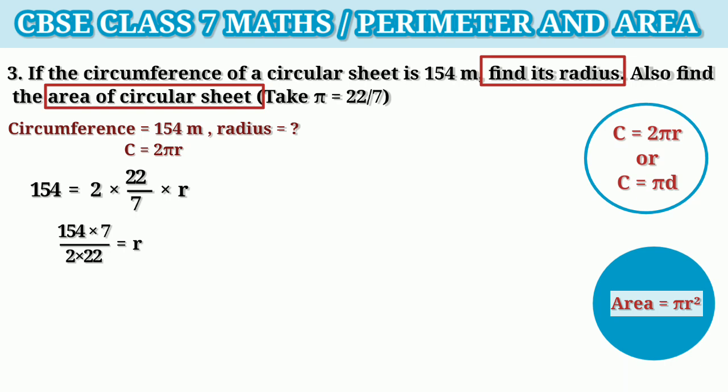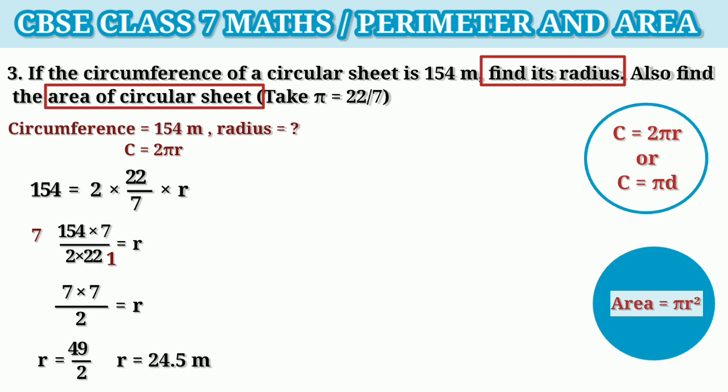We'll now cancel 154 and 22 using 22's table. 22 sevens are 154 and 22 ones we will use. After cancellation it is 7 into 7 by 2 equals r. That is, r equals 49 upon 2. If we divide 49 by 2 we get 24.5. So the radius is 24.5 meter.